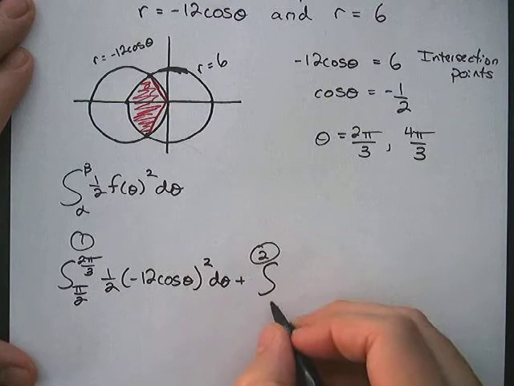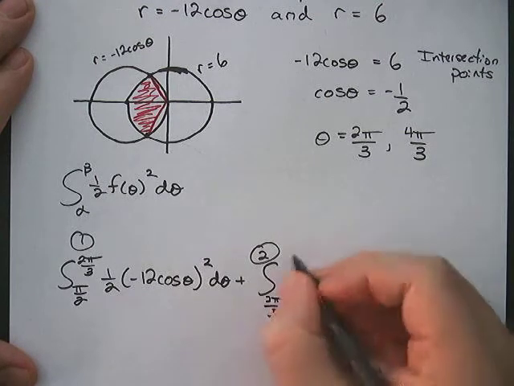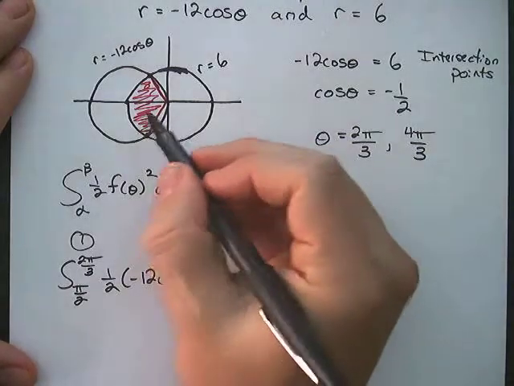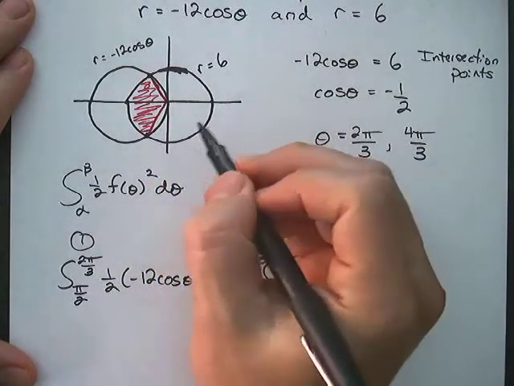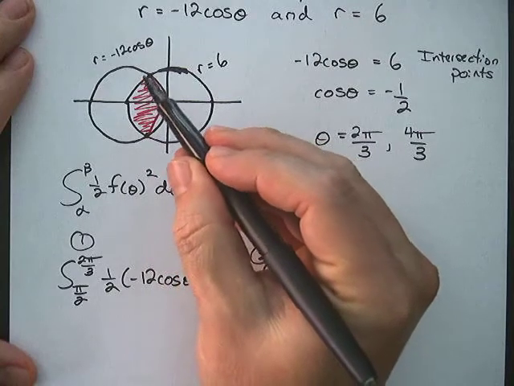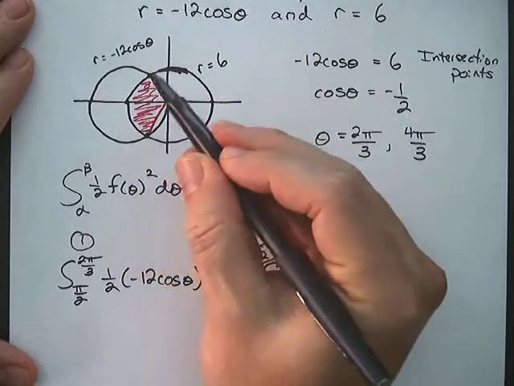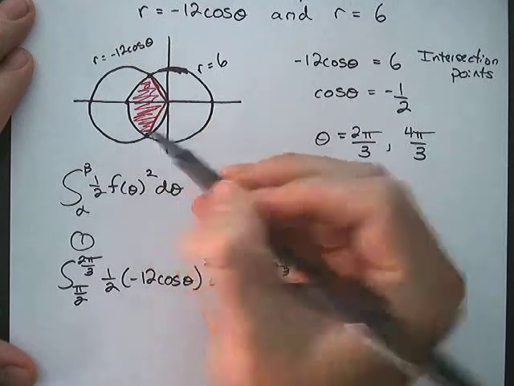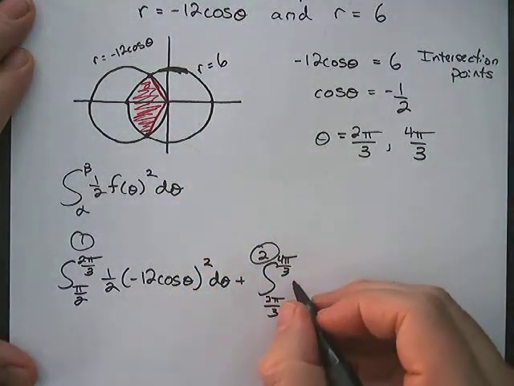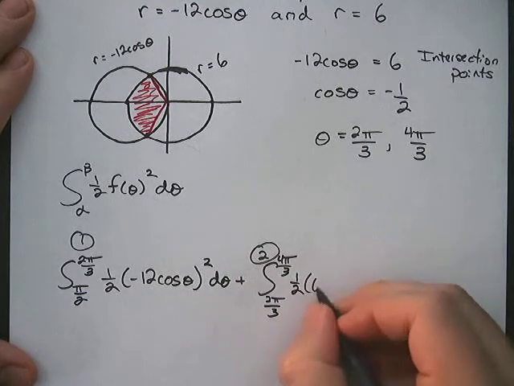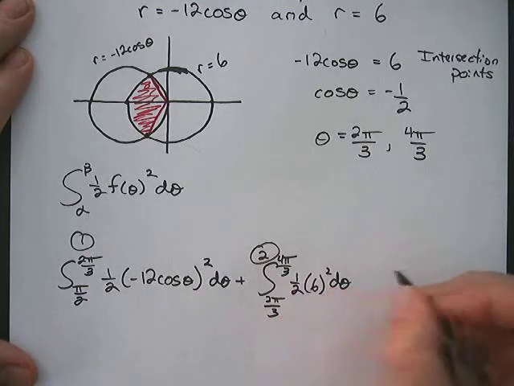will go from 2 pi over 3 to 4 pi over 3. That's that area that I shaded there, and that's going to be using r equals 6. It's going to be using this circle. So we're going to find the area of this little swath right here. So we'll go from 2 pi over 3 to 4 pi over 3, and that's going to be 1/2 times 6 squared d theta.